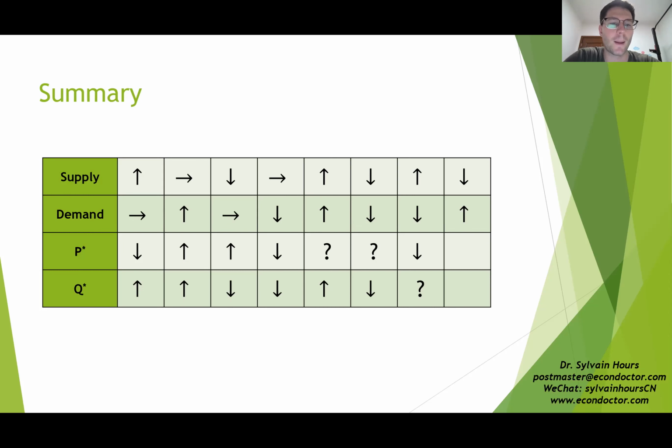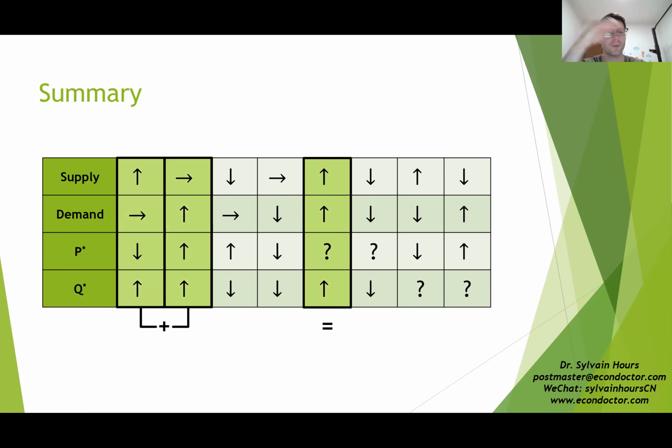And then of course, P star is what happens to the equilibrium price. Does it go up or down? What happens to the equilibrium quantity? Does it go up or down? And the question marks show the situation where it can either go up or go down, depending on which shift is the largest.